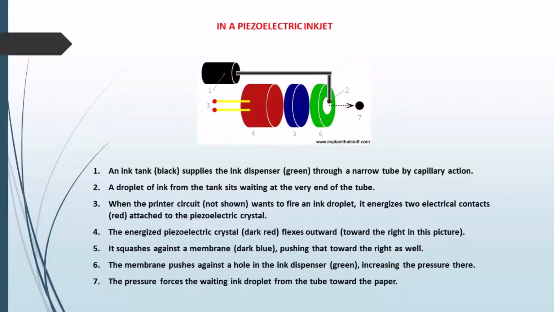It squashes against a membrane, dark blue, pushing that towards the right as well. The membrane pushes against a hole in the ink dispenser, green, increasing the pressure there. The pressure forces the waiting ink droplets from the tube towards the paper.